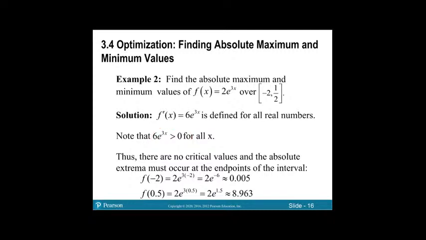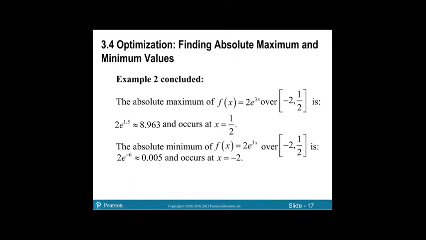Once you plug the endpoints into the original, we'll get this result and this result. So the first one is our absolute min and the second one is our absolute max. So maybe we didn't even need the second derivative there, but yeah, okay. Again, because we didn't have any critical values, the extrema occurred at the endpoints. Okay, that was interesting. Find the absolute max and min values of this one.